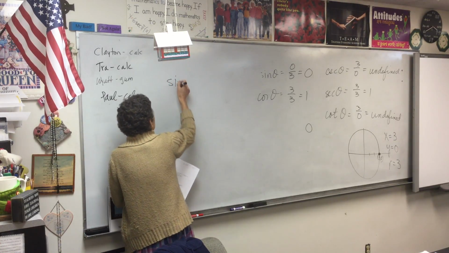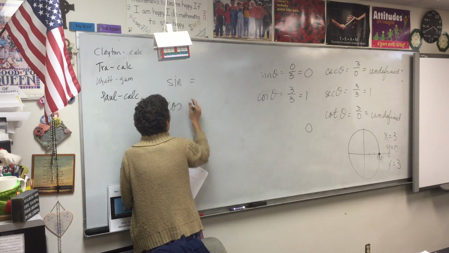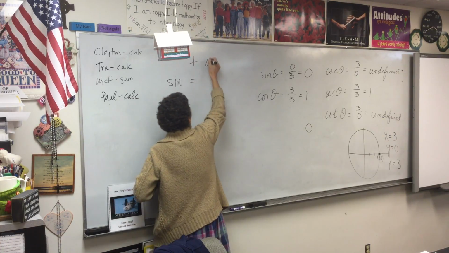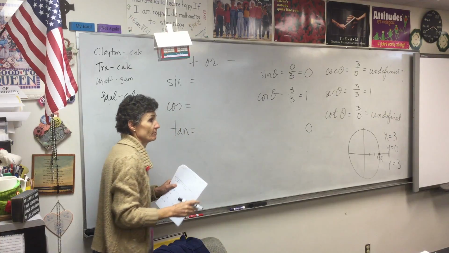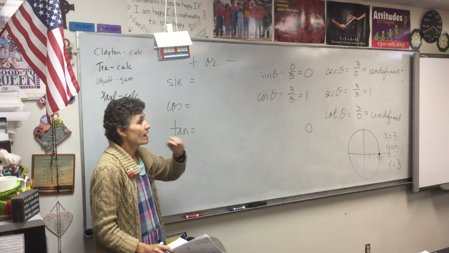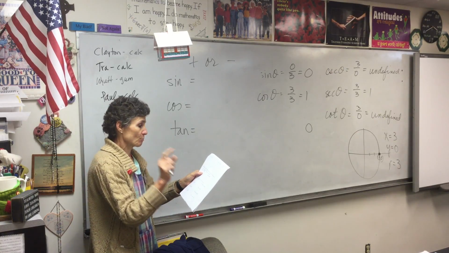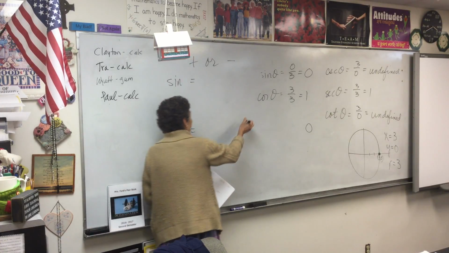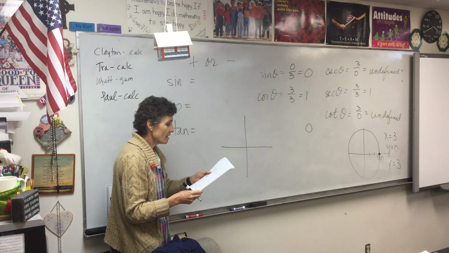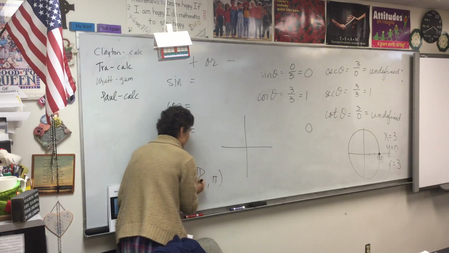I've got sine, cosine, and tangent. And all I want to know is, are they positive or negative? I don't care. I'm not looking for a number. I'm not looking for a fraction. I just want to know if they're positive or negative. So in the first one, A, it wants me to look between pi over 2 and pi.